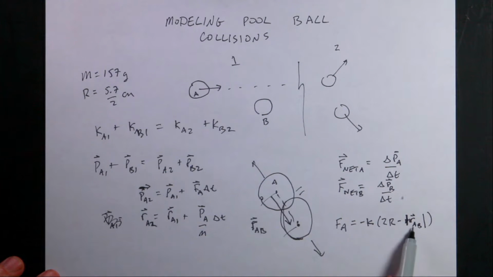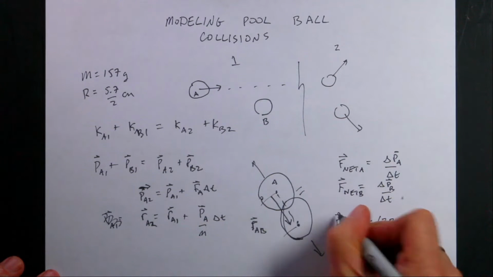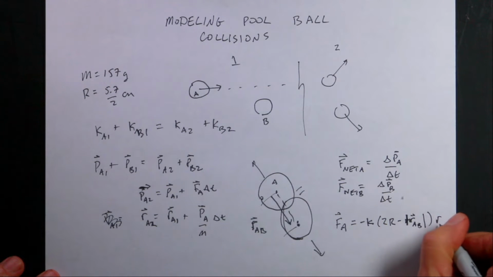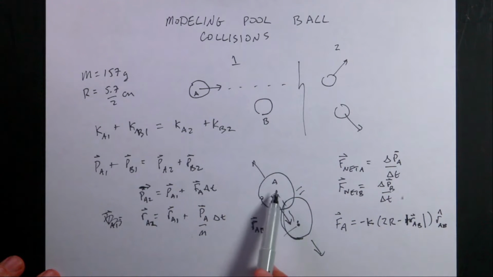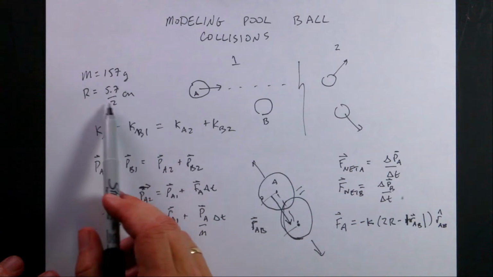So that's a scalar. Now I want to make this a vector, so I need to multiply this by RAB hat, the unit vector in the direction of RAB. And that will be the force on A. And then the force on B would just be the opposite of that. Okay, so I'm going to use these masses, and that's the radius of the ball.